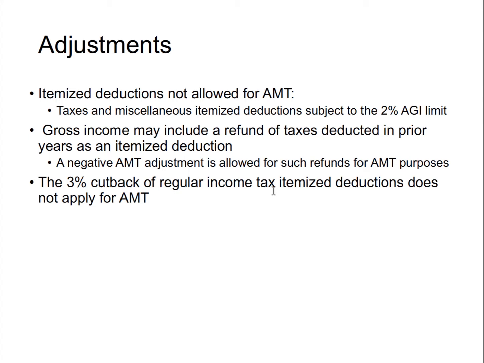Gross income may include a refund of taxes deducted in prior years as an itemized deduction. This will be a negative AMT adjustment. This is allowed for such refunds for AMT purposes, so it's going to subtract. So for gross income, you have to add that in when you got a prior year's itemized deduction for the taxes related to it. That's the idea. It's kind of like a matching principle, the no double tax benefit item. Because you can't deduct the state taxes for AMT purposes, you get to exclude any refunds you had to include for regular tax purposes. And the 3% cutback of regular income tax itemized deductions does not apply for AMT. Okay, you don't have to take that 3% cutback. Sometimes we call it the haircut provision.